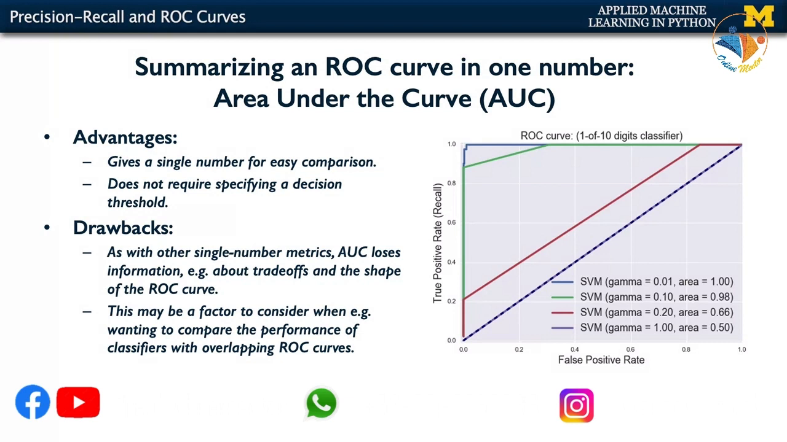On the other hand, like any other single number metric, AUC loses information about classifier trade-offs and the shape of the ROC curve. It might be that two classifiers have similar AUC, but have overlapping ROC curves with different shapes in different areas. For example, it might be important to achieve very low false positive rates for a specific range of true positive rates. But using only AUC would not necessarily be able to detect those kinds of more subtle performance differences.